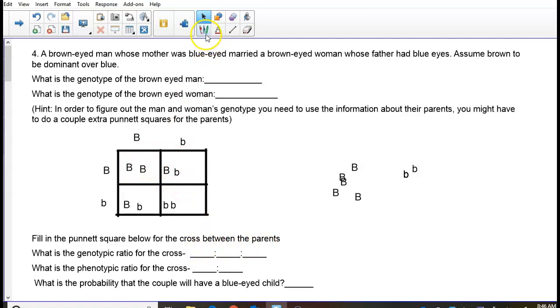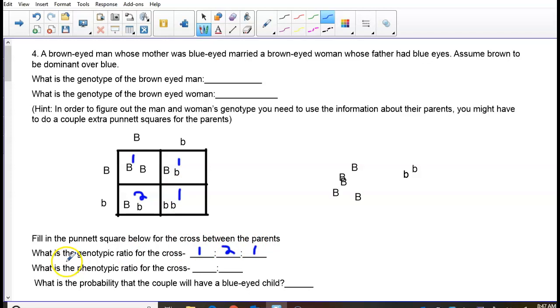So how many homozygous dominant do we have? Well, we have 1, so we're going to put a 1 there. How many heterozygous do we have? We have 1, 2, so we're going to put a 2 there. And how many are going to be homozygous recessive? We only have this 1, so we're going to put a 1 there. So it's a 1 to 2 to 1 ratio.